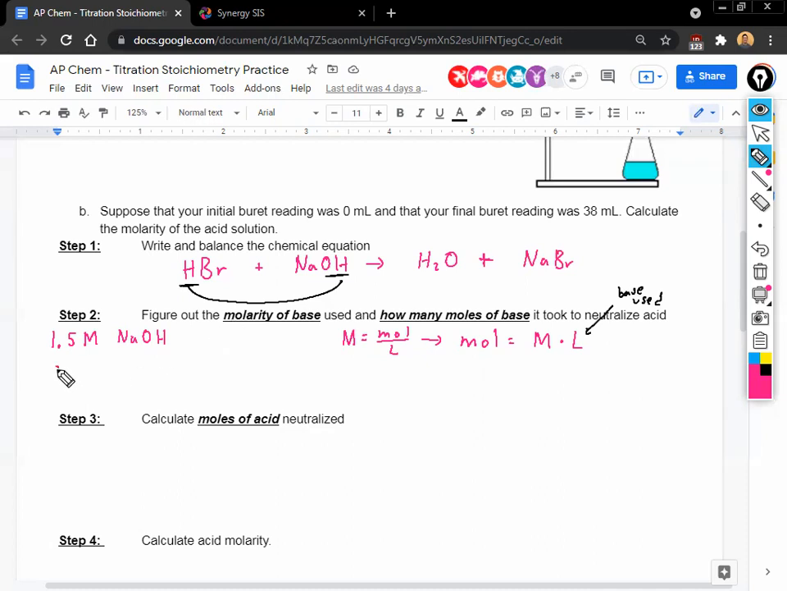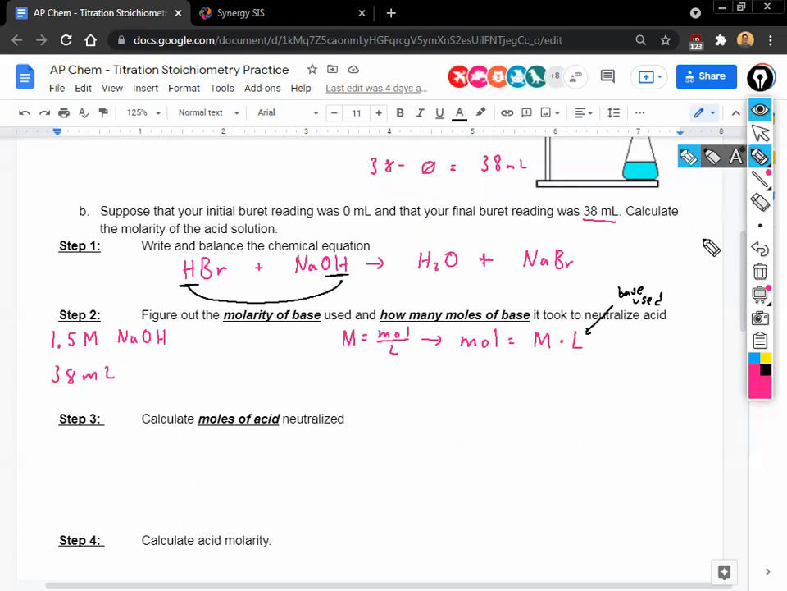So we had 38 milliliters. Okay, and we get that from right here. Our initial was 0. Our final was 38. So we just do 38 minus 0. And that tells us the amount that we used is 38 milliliters. Okay. So if our initial was like 4 and then our final was like 40, then you would just do 40 minus 4. And so the amount that we use would be 36. But in this case, it's 0 and 38. Nice, easy numbers to use. So we get 38 milliliters.